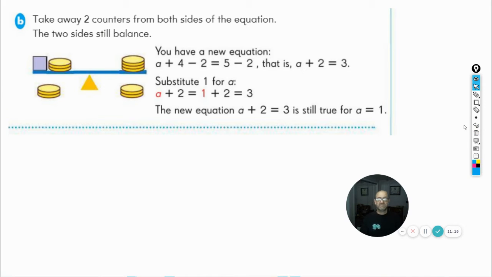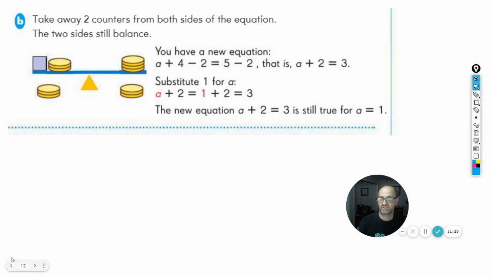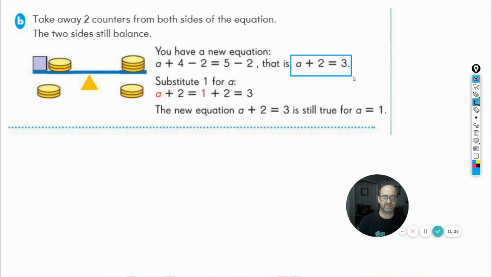So if you do the same thing, if you take away 2 from each side, if you do a plus 4 minus 2 and 5 minus 2, you're going to get a plus 2 equals 3, and your two sides are still going to be the same. You subtract a 2 from one side, you subtract 2 from the other, you keep it in balance. A still equals 1.